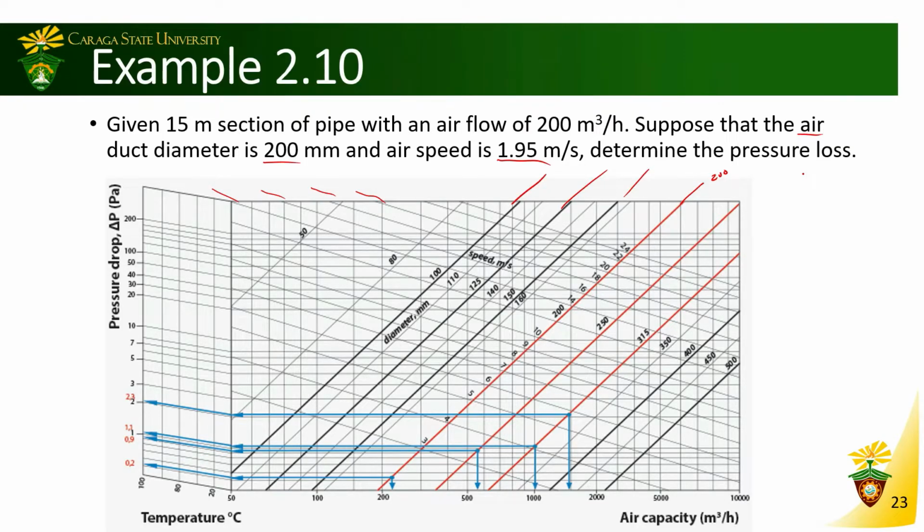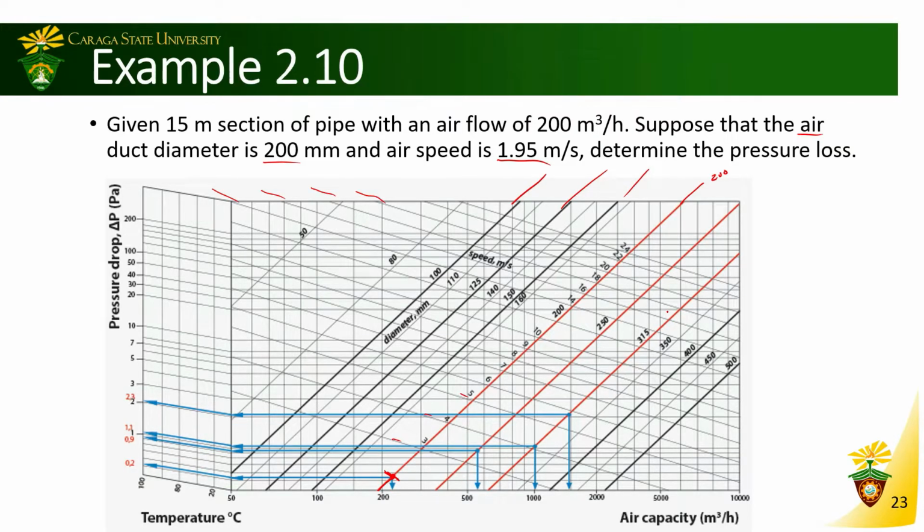Okay, 1.95. So this is 3 meters per second, this is 4 meters per second, 5 meters per second, and so on. So around this area is 2.5 meters per second. Since we are looking at a 200 millimeter duct at 2.5 meters per second, they would intersect here.